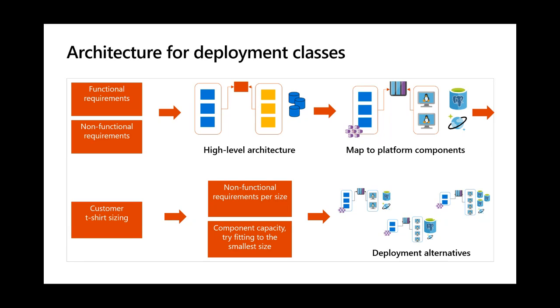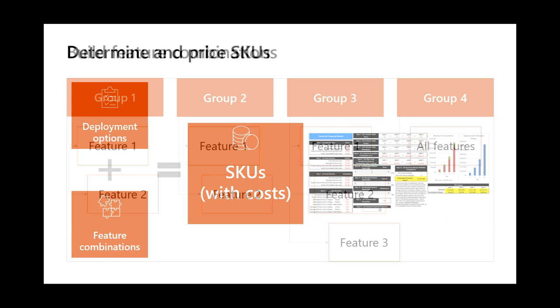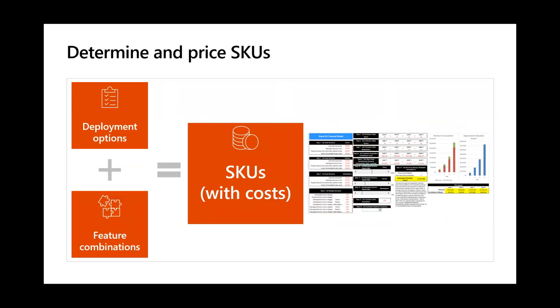So you can be putting these things on different sizes of the clusters, etc., and then you end up using different VM sizes, so on and so forth. And then the feature combinations start with what's needed for the customer, and then what features make sense to be put together. So you can have a set of groups for different features, different feature combinations. All of these, starting with the deployment options plus the feature combinations, are going to be helping you to come up with the SKUs with the costs.